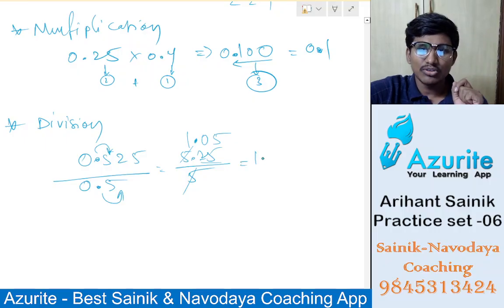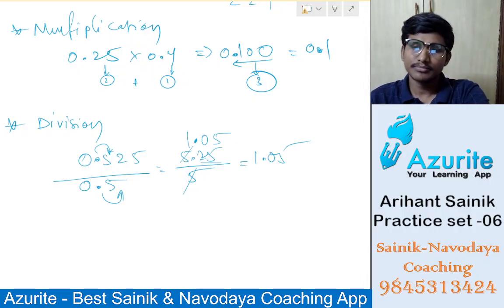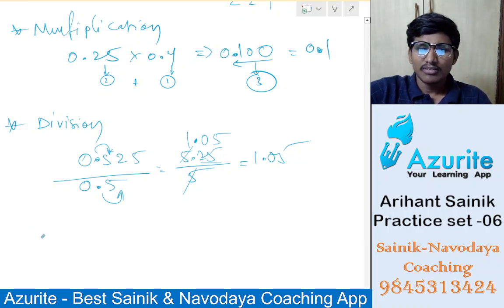So 1.05 will be the answer. Understood? Okay, that is the division of decimals. Now let's go to conversion of fraction and decimal. I already taught you. Okay, and after that is measurements. So measurements, how do we do?